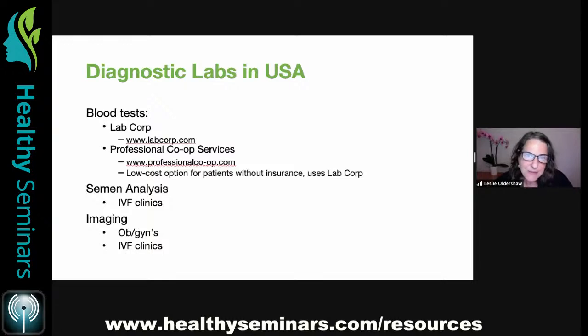For semen analysis, we send our patients to a local IVF clinic where they can go in as an outpatient, meaning they don't have to be a patient at the IVF clinic. They can just go there and get their semen analyses done for us. And then the imaging, we are typically having our patients either work with their OB-GYNs or they're working at the IVF clinics.